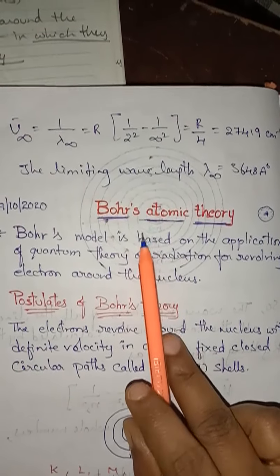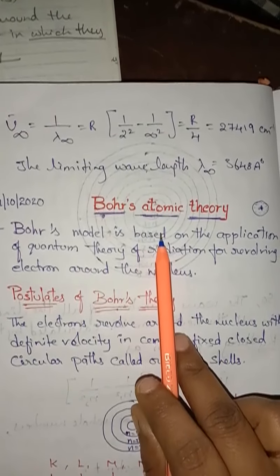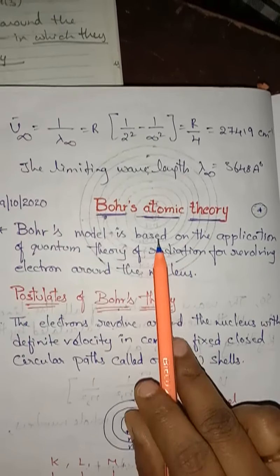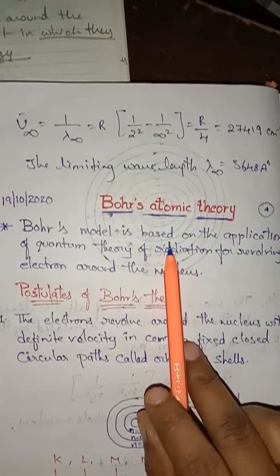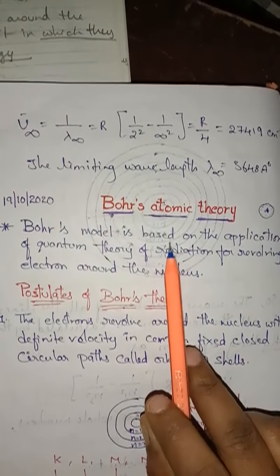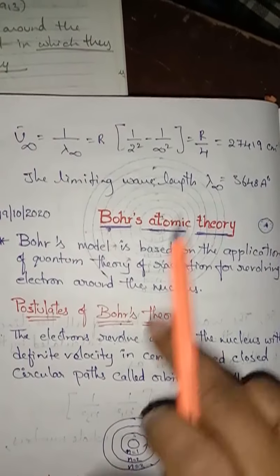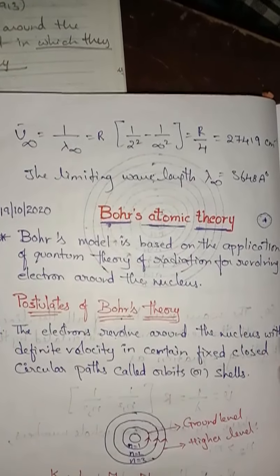Niels Bohr was a scientist who was a student of Ernest Rutherford, and in an attempt to overcome the objections of Rutherford's model and to explain the origin of the lines in the hydrogen spectrum, Niels Bohr proposed his model of an atom. Before going to Bohr's atomic theory, we should know what Ernest Rutherford said.